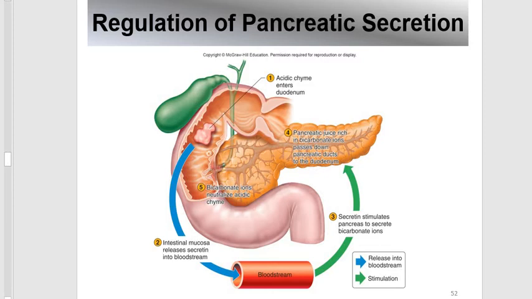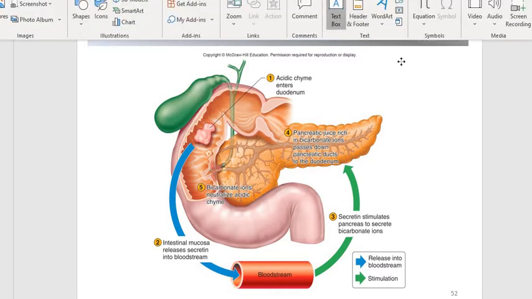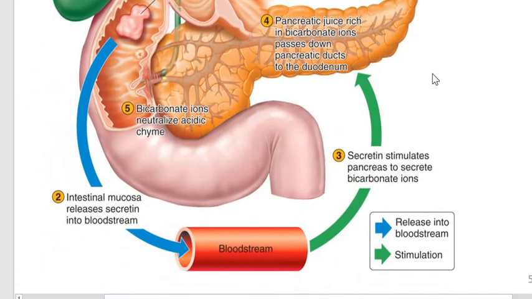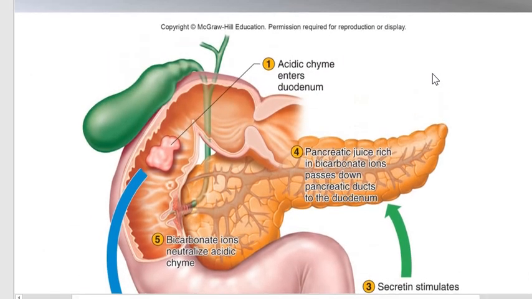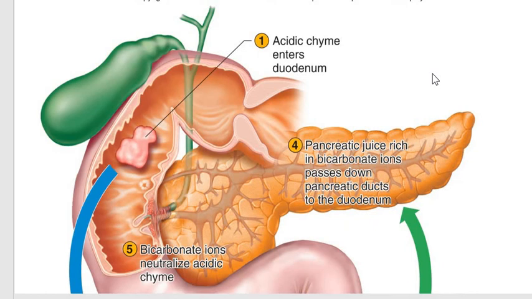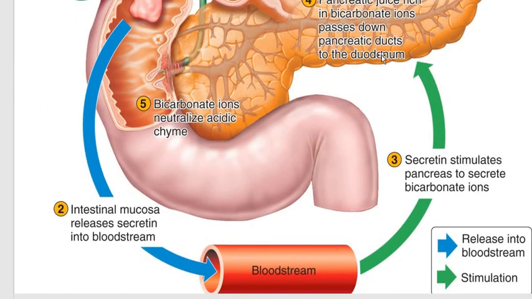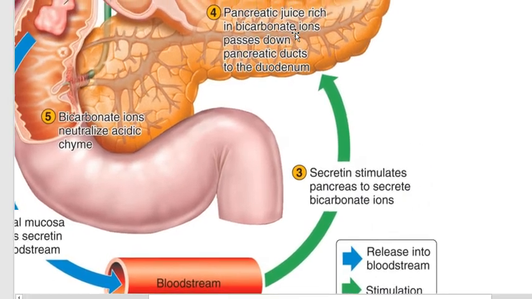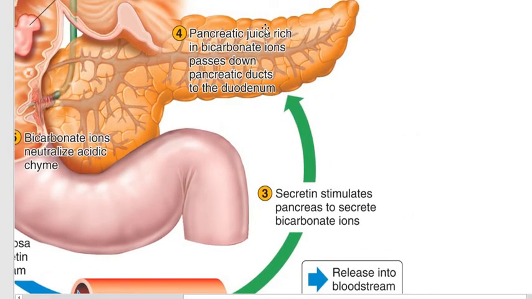Okay, so regulation of pancreatic secretion. We actually talked about some of this before in a previous slide. So you look at this image, look first at number 1. It says acidic chyme enters the duodenum. So we got these acidic stomach contents coming into the duodenum of the small intestine. And that's like a bell going off, right? We need to neutralize that acid. And so the intestinal mucosa releases secretin. Secretin is going to go through the blood to the pancreas, and secretin stimulates the pancreas to secrete bicarbonate.